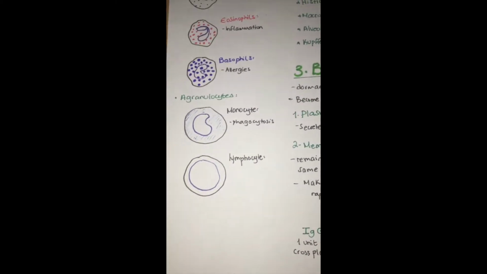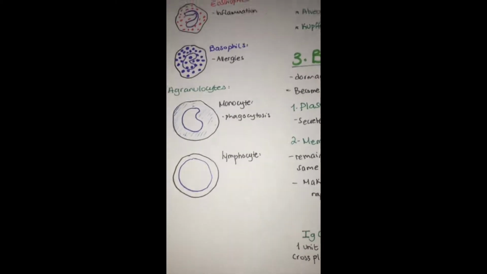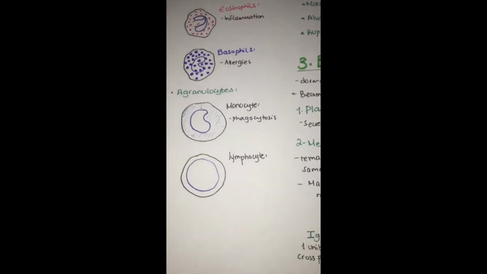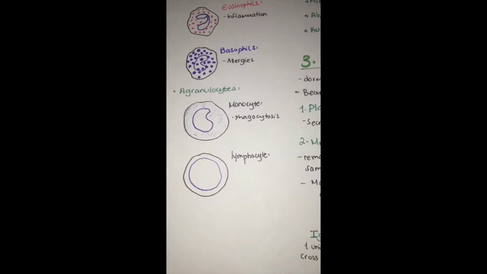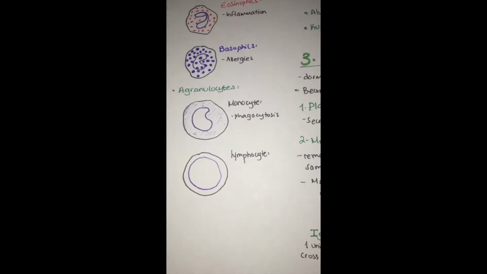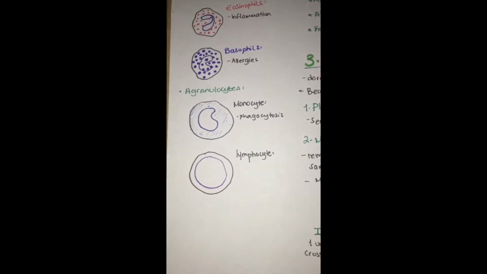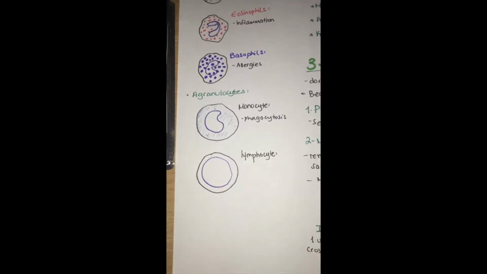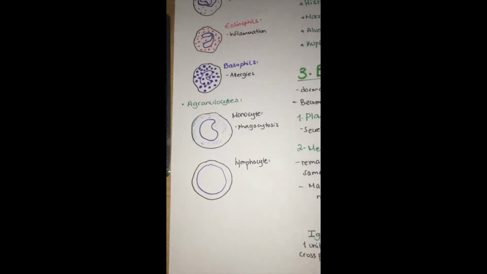The next type are agranulocytes, and agranulocytes don't have granules. There are 2 types of agranulocytes. We have monocytes, which are also for phagocytosis, and we have lymphocytes. With lymphocytes, we're going to be explaining the functions later on.